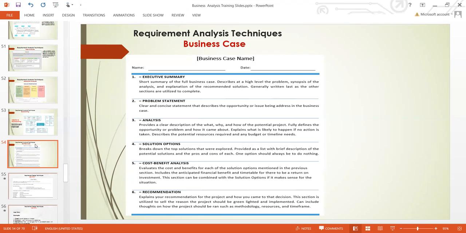After the summary of everything, you come to the problem statement, where you give detail about the problem that you are trying to address. Then you come to the analysis, where you give a breakdown of the analysis. At this point, what you are going to include in your business case is your process maps: the current state, the gap analysis, and the future state. You need to provide all these diagrams in the analysis.